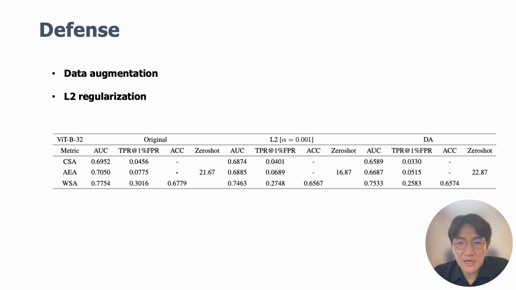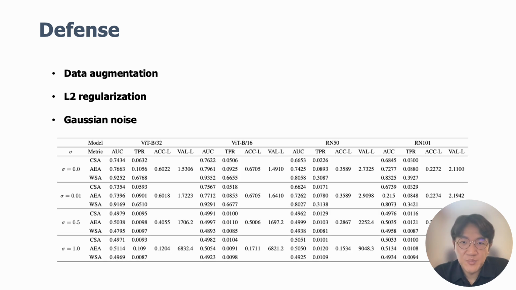We also evaluate our attacks against several defenses. Data augmentation-based mitigation achieves a better utility-privacy trade-off compared to L2 regularization, which compromises zero-shot performance. However, both mitigations are still vulnerable to our proposed attacks. Injecting Gaussian noise into predictions can mitigate our attacks, but it requires a strong magnitude of noise, which also decreases zero-shot performance.